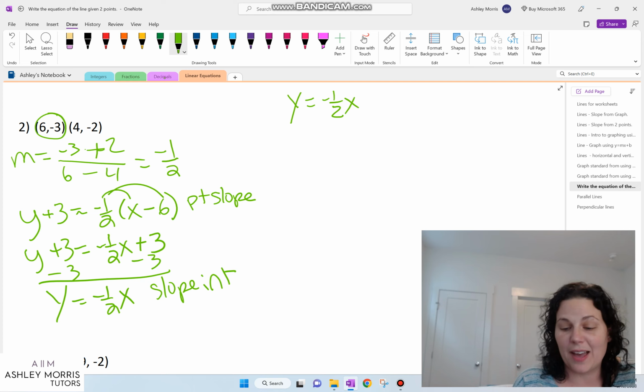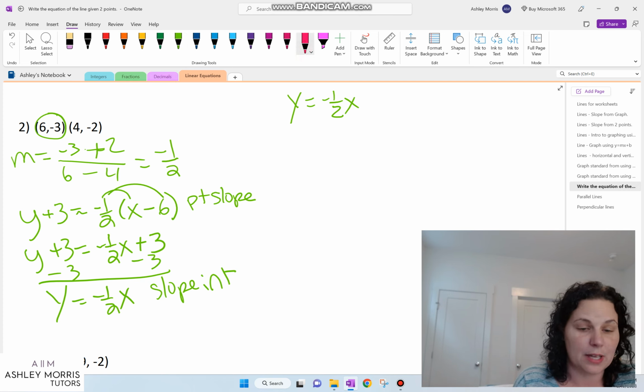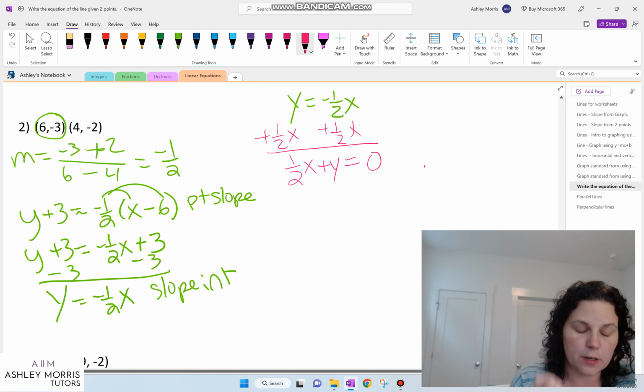Some people want to move the X, some people want to move the Y. It doesn't matter. I'm going to move the X just because that's typically what we do. And I also like that that made the X positive, so I didn't have to worry about multiplying by a -1 everywhere. And that just, whoopsie, equals 0.